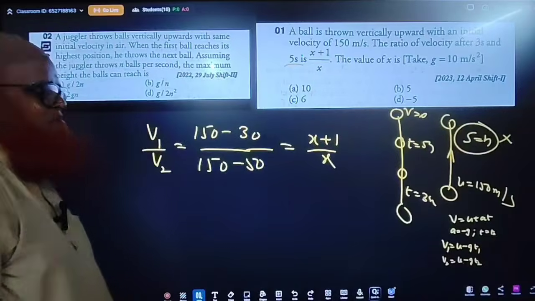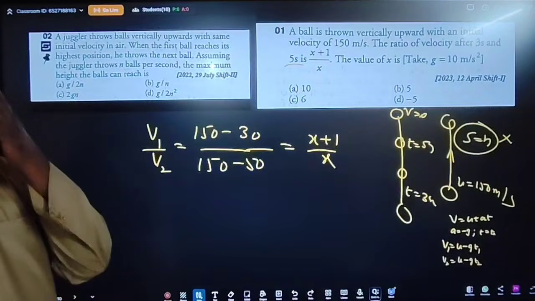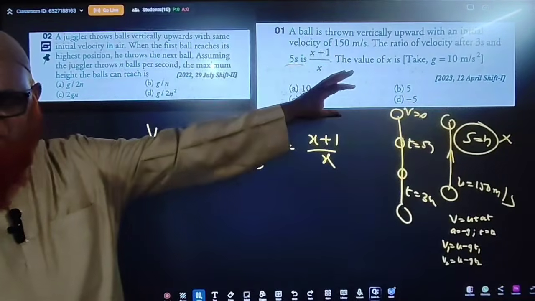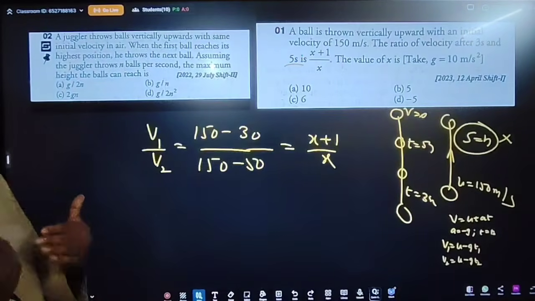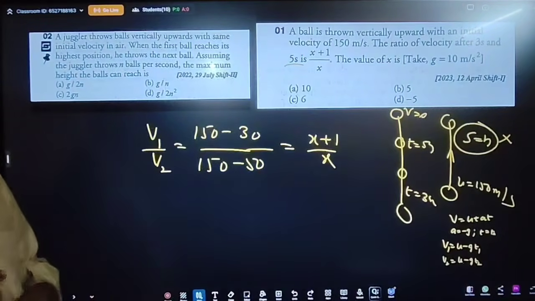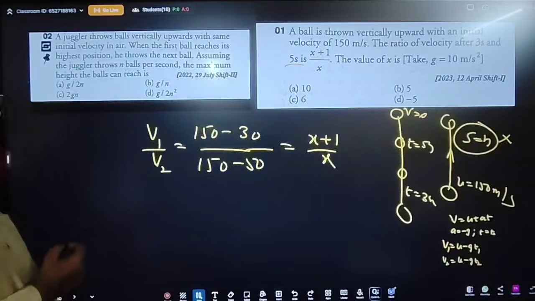See how typical the problems are. In JEE Mains, he gives it like this; he never asks directly, he ties it with something. That's why it's very important. If you know how to solve the problems of JEE Mains, you can play with NEET. See here how it helps now.